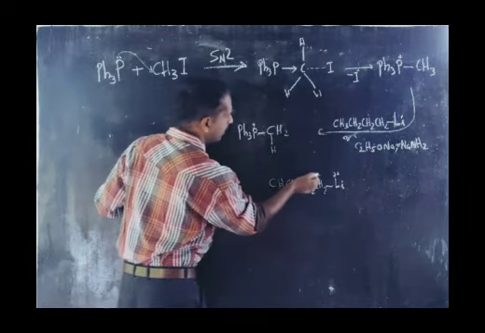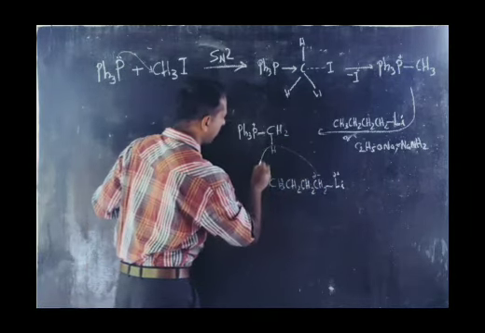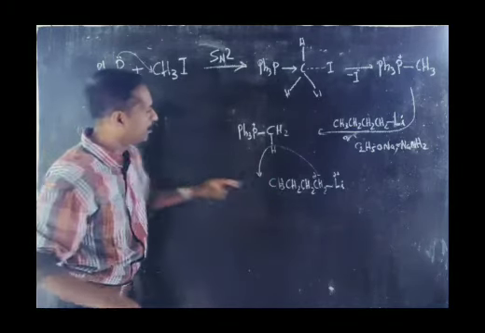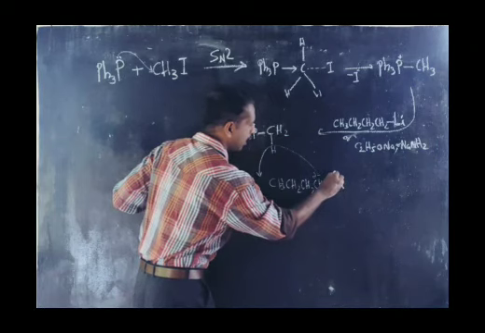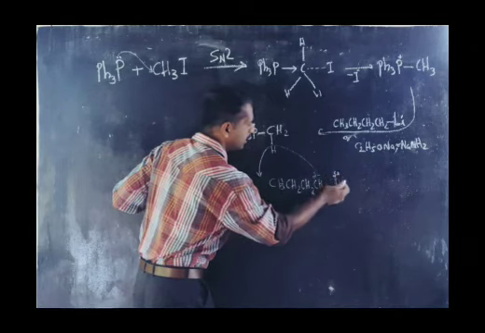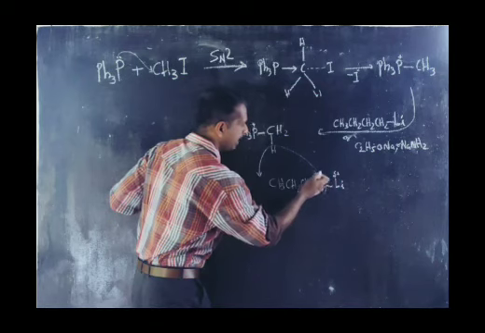Of course, what will happen? This base will remove this proton. Look at it here: this is the C–Li bond. This is highly polar in nature. Li is delta positive and C is delta negative.